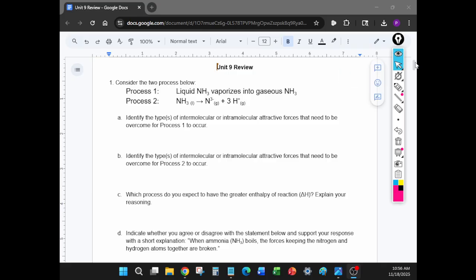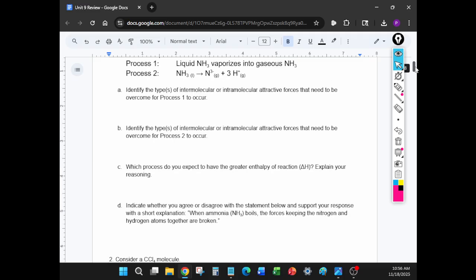So for the processes, let's just break them down. It tells you process 1, liquid NH3 vaporizes to gaseous NH3. So basically in this situation, I'm just going to draw circles.